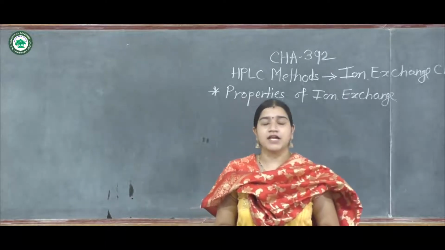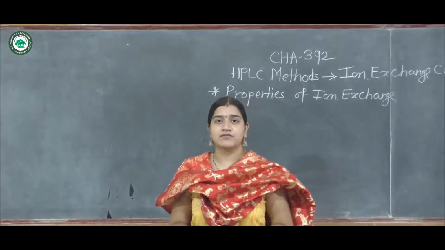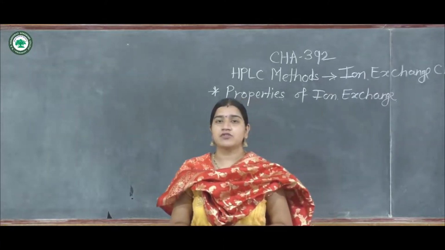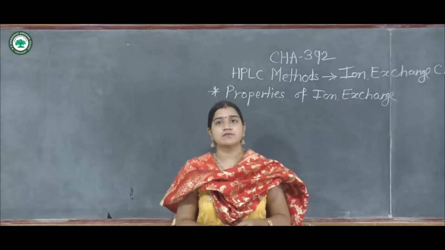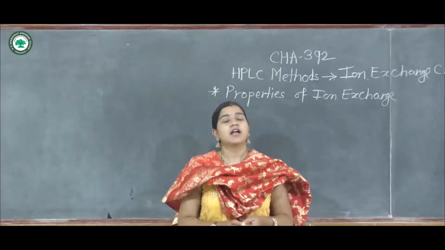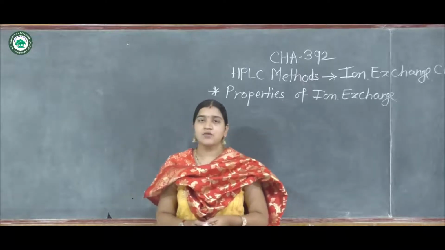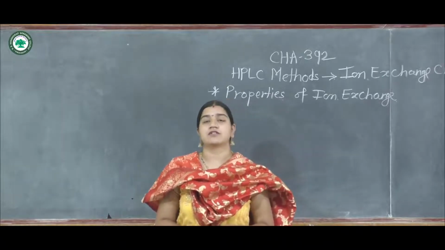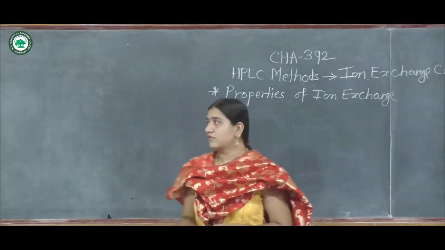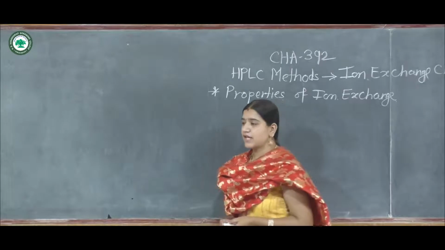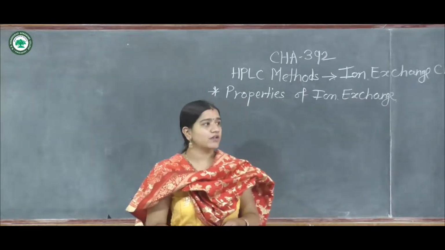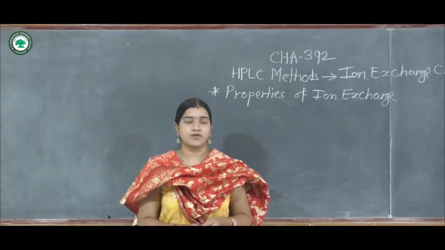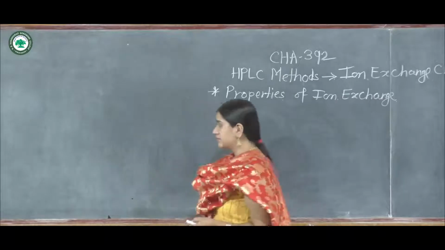In the last lecture, we started with ion exchange chromatography from HPLC methods. We discussed the definition of ion exchange chromatography, that is, what is meant by ion exchange chromatography, and then the two types of ion exchanger, that is, the cation exchanger and the anion exchanger. Now after this we will study the properties of ion exchange chromatography. Before that we have already discussed the different abbreviations used for ion exchange chromatography. Now what are the properties?